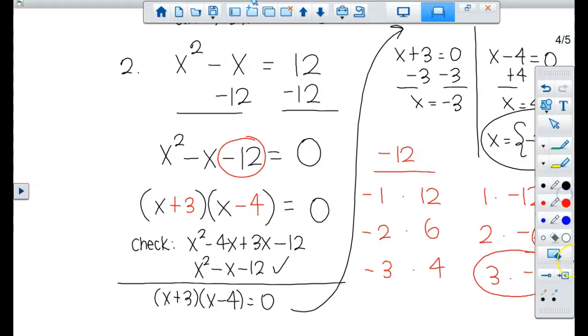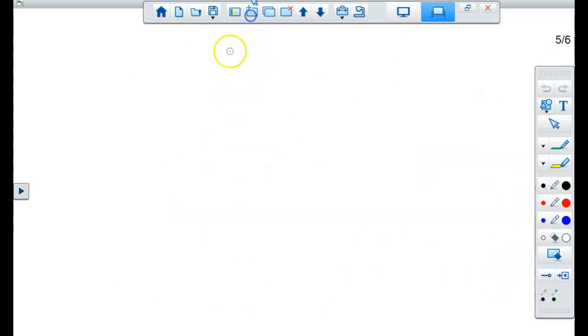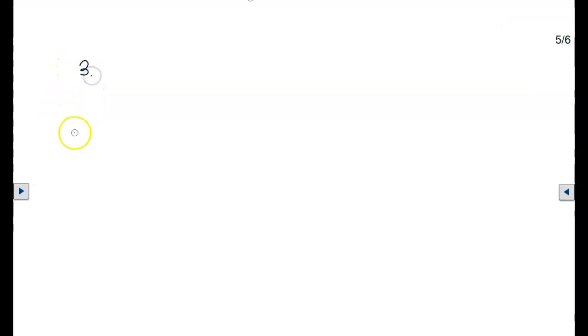So the most important thing in the beginning is to make sure the equation looks the way you want it to. Then we guess and check it. And then each factor is set equal to 0 and we solve. All right, 3x squared minus 13x minus 30 is equal to 0. Let's solve this one.